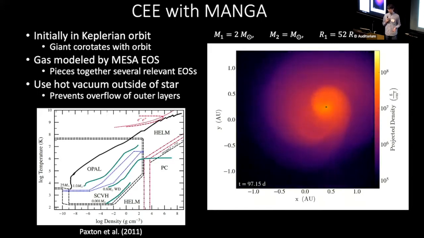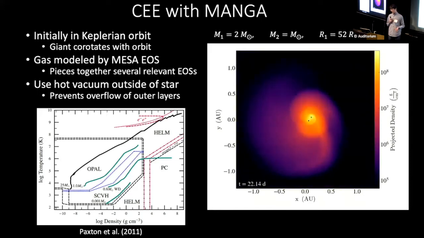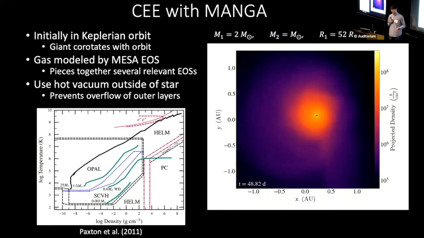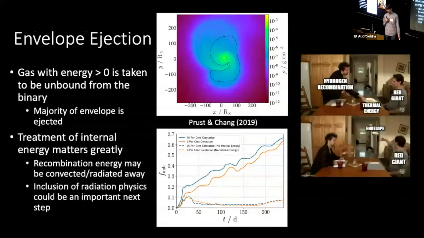So an important quantity to consider here is how much of the gas has become unbound from the system. So how much of the envelope has been ejected. So we see a snapshot here from that same simulation where the black boundary there encloses all the gas which is still bound to the binary. So everything outside of that has been unbound from the system, which we define as gas having positive total energy.